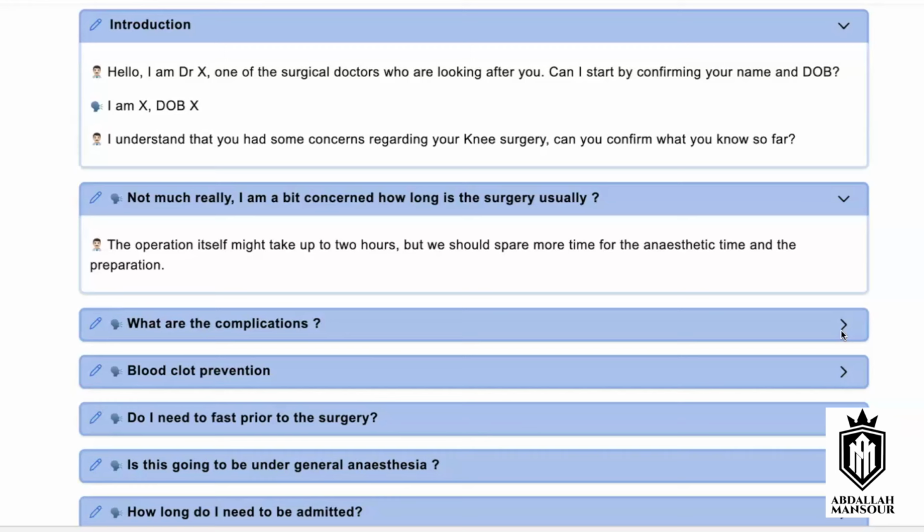Wait, you didn't mention blood clot earlier. So is blood clot a risk factor as well of the operation? Sorry, I don't really get it. You said that the major concern is bleeding, and now you're saying that you're going to give me blood thinning medication for the blood clot. I'm not sure if this makes sense to me.